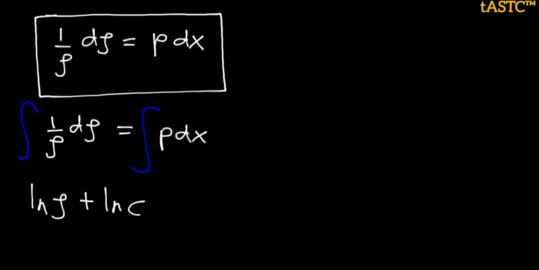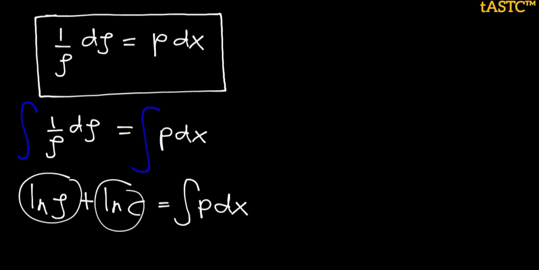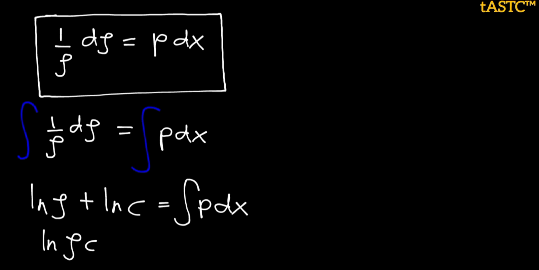Ln means log to the base e, and so you have c as a constant. So the natural logarithm of a constant is still going to give us another constant, basically. And on this side, we do not really know what the function p is, so we're just going to have an integral of p dx. Now, if you have two natural logarithms added, you could well take them together, and that would give us ln rho c.